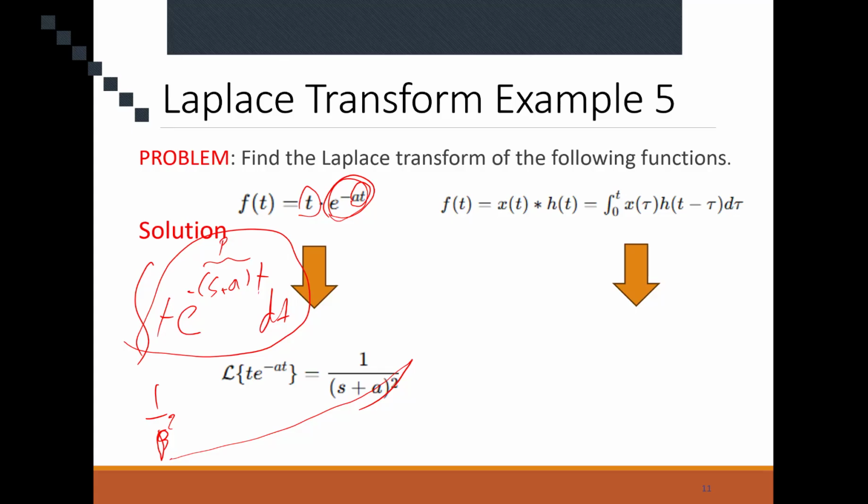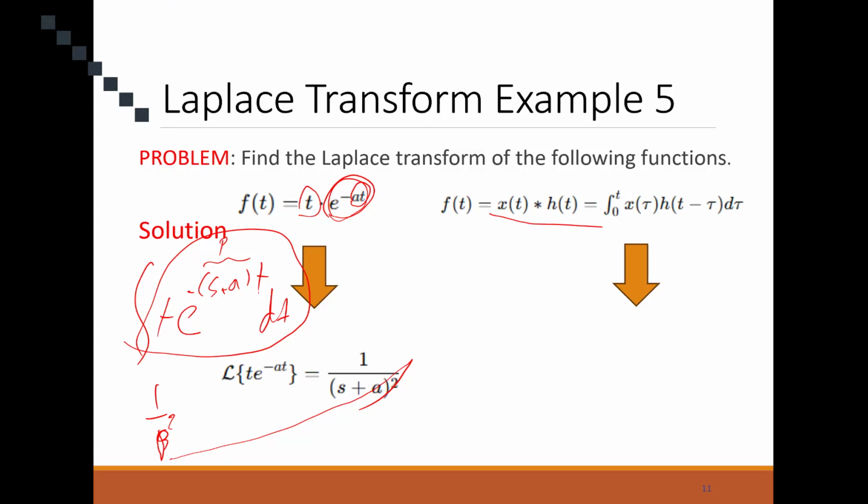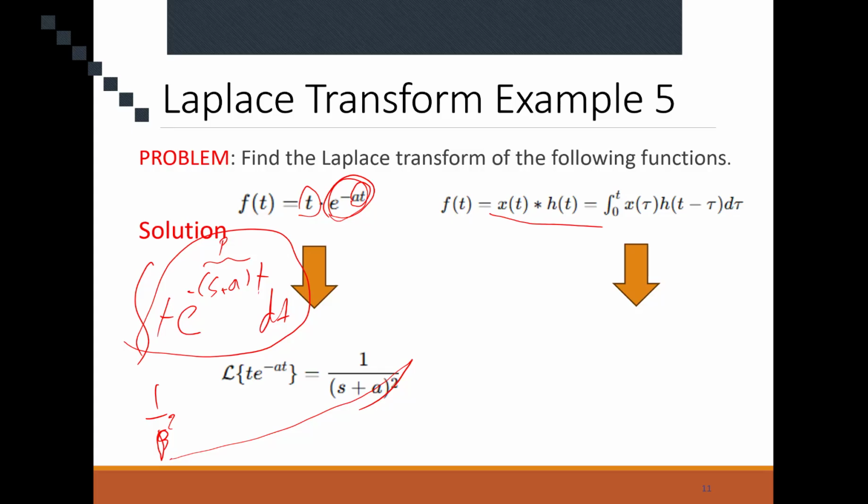What about the convolution? An easy way to remember it when we have a convolution of two functions... I don't know if you know the convolution or not. Do you know the convolution? Okay. I already put the definition here. x convolved with h is the integral of x of tau times h of t minus tau d tau from 0 to t.